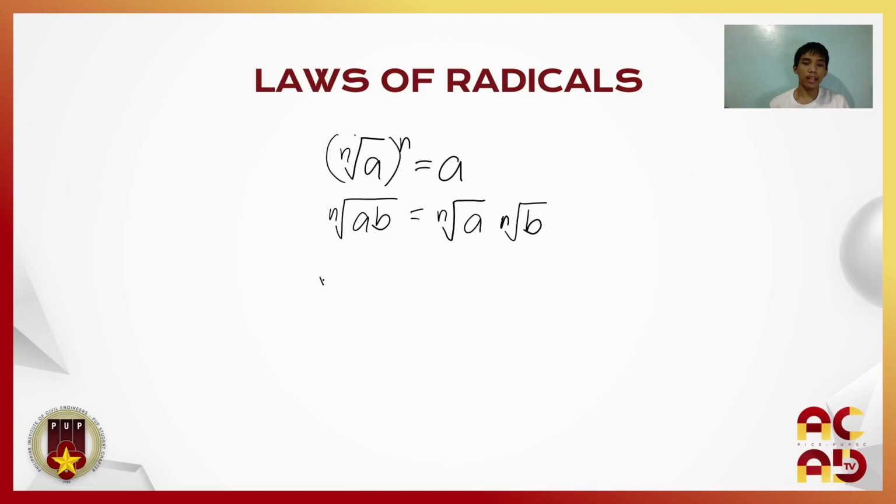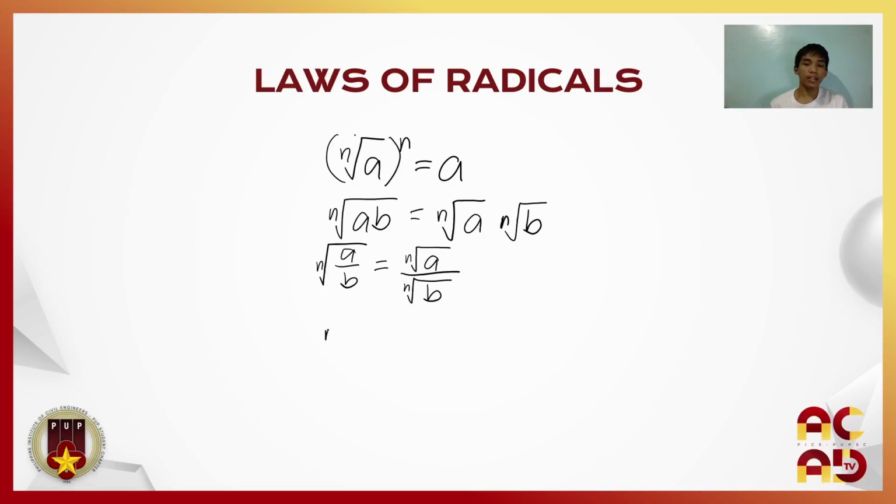Next, the nth root of A over B. We do almost the same thing. We separate again: the nth root of A over the nth root of B. So if the second law involves multiplication, the third involves division.